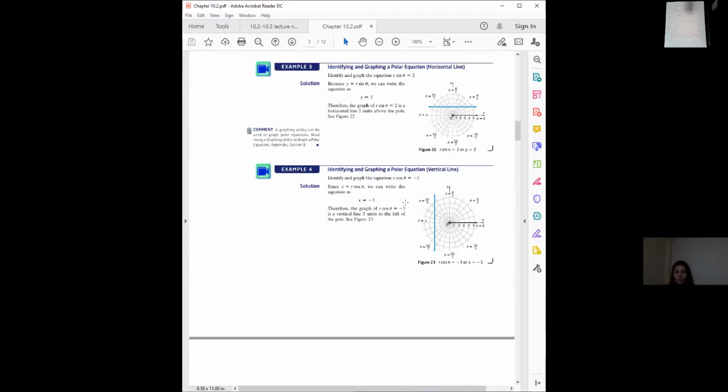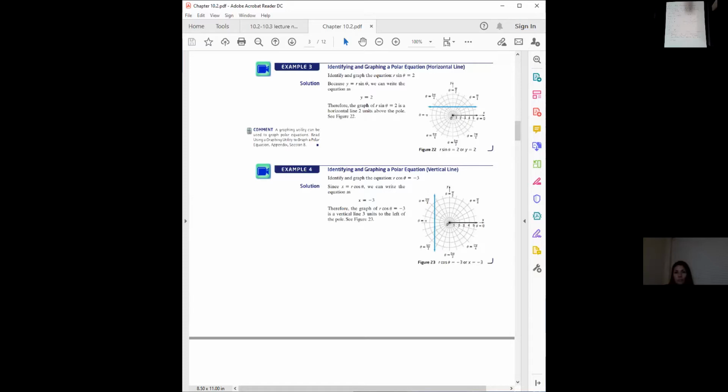I'll send these book notes to you after class. I don't think I've sent chapter 10 just yet, but just remember R cosine is related to X. So X would be equal to some value, right? Which is always a vertical line, which we've talked about before.